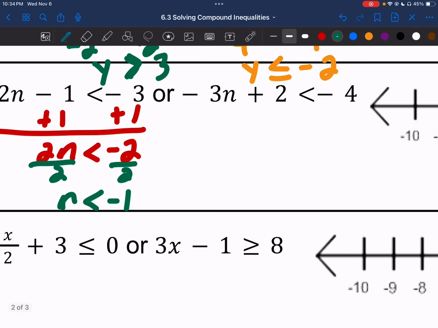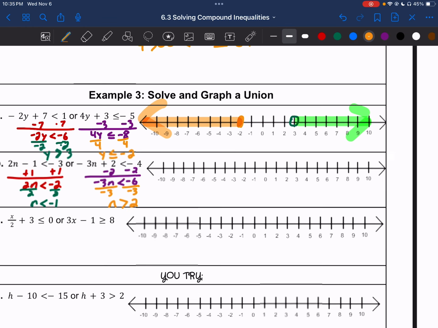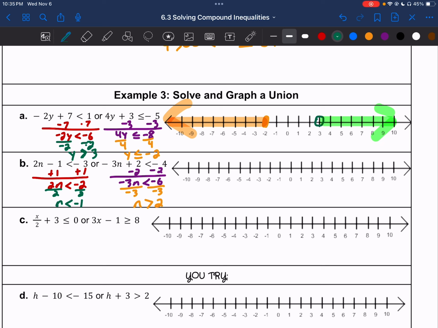Our second inequality, we are going to subtract 2 from both sides. And we have negative 3n is less than negative 6. And we divide both sides by negative 3. We've got n is greater than positive 2. So we're going to go ahead and graph these. n is less than negative 1, so that's an open dot at negative 1. And we are shading to the left because it's less than. And we have n is greater than 2, so another open dot at 2, and we're shading to the right.